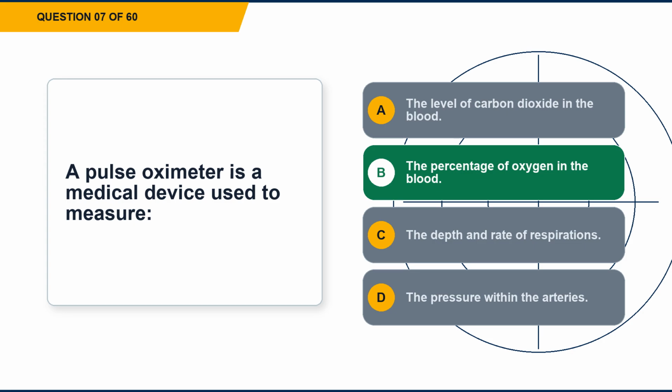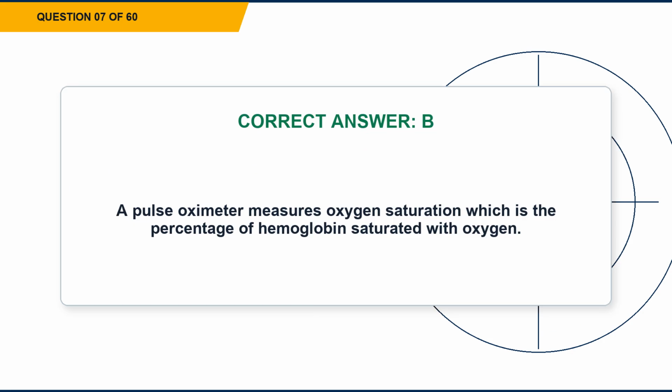The correct answer is option B. The percentage of oxygen in the blood. Explanation. A pulse oximeter measures oxygen saturation, which is the percentage of hemoglobin saturated with oxygen.